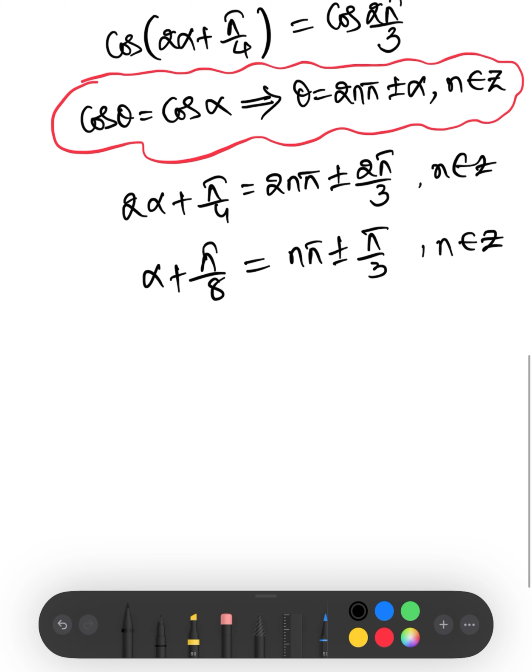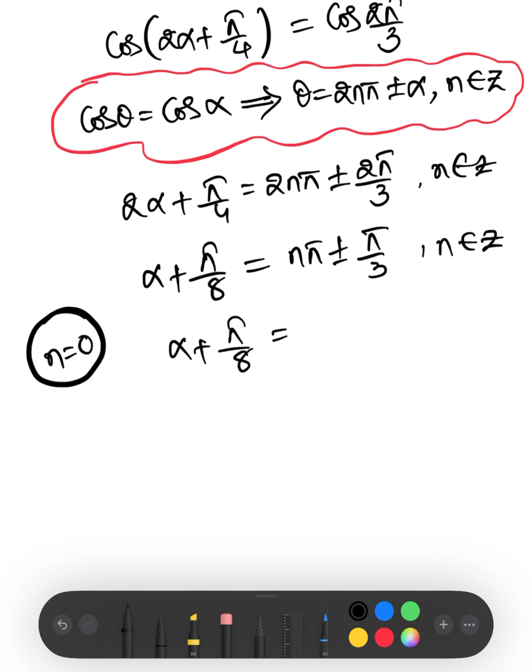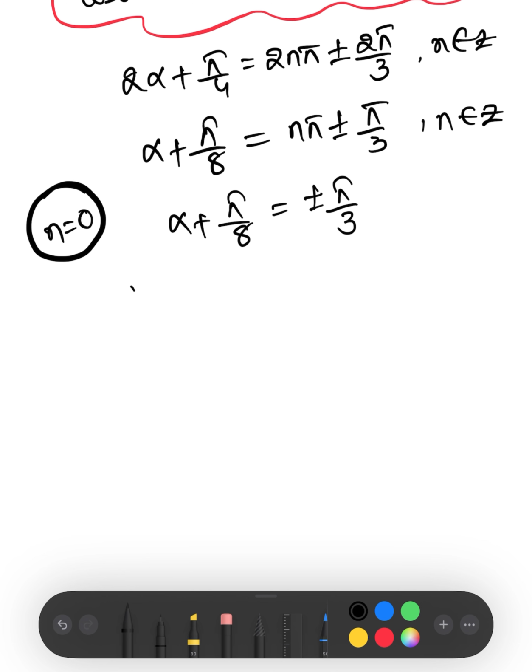Now I'll consider one n value, the least value 0, which is not negative, because a negative value is also not acceptable here, since alpha belongs to 0 to pi by 2. So if n equals 0, alpha plus pi by 8 equals plus or minus pi by 3. If I consider minus pi by 3, it will become negative again, so here alpha plus pi by 8 equals plus pi by 3. For suppose alpha plus pi by 8 equals minus pi by 3.